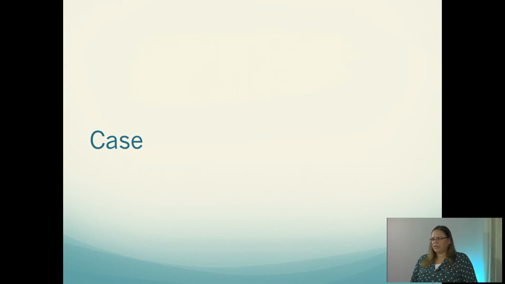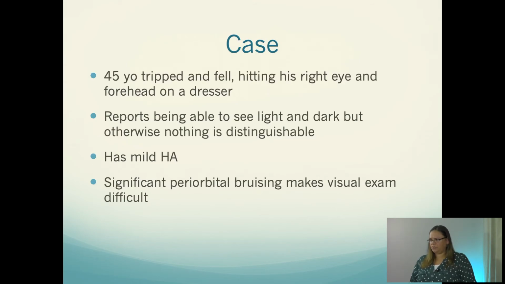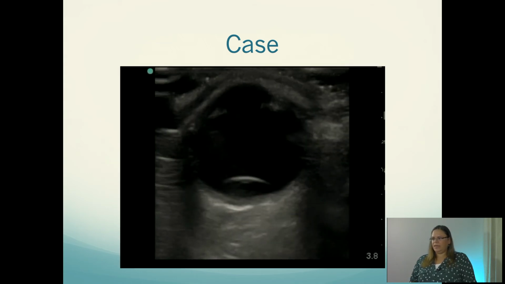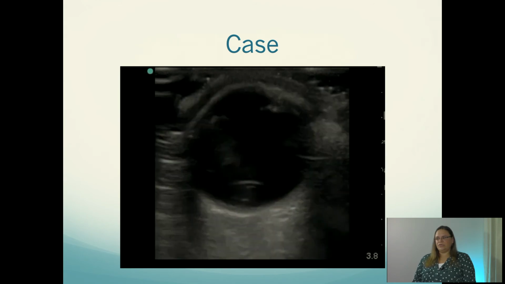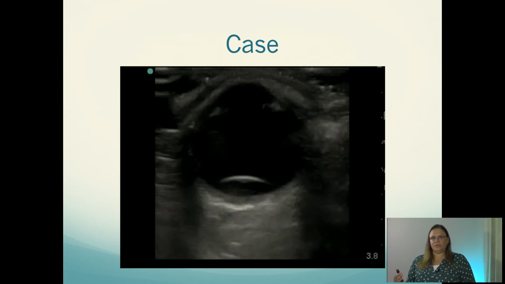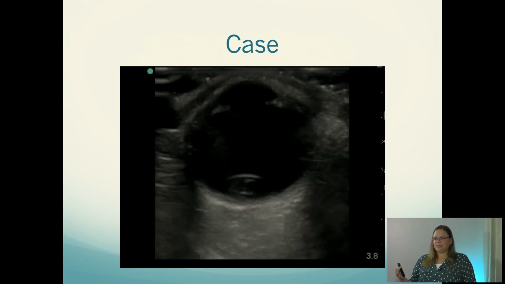Moving on to our next case. We have a 45-year-old who tripped and fell, hitting his right eye and forehead on a dresser. He reports being able to see light and dark, but otherwise nothing is distinguishable. He has a very mild headache and has some significant periorbital bruising, which makes your direct exam of the orbit difficult. And this is what the ultrasound looks like. So again, if we're going to go through our algorithm of how to assess the ultrasound, we're going to assess the shape of the orbit first.